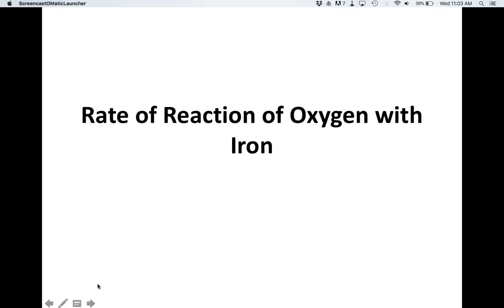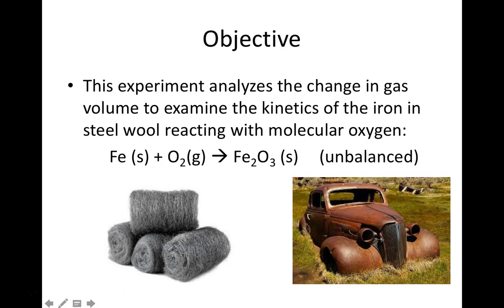So we're going to be talking about the rate of reaction of oxygen and iron. It's a familiar reaction that I think most of us are used to seeing in everyday life: iron reacting with molecular oxygen to form rust, or iron oxide, right? So we're going to be using the change in the volume of oxygen to examine the kinetics of this reaction between the iron and the oxygen. In general, we know this reaction is kind of slow. You don't leave out a piece of metal and come back in the morning and it's just rusted to death, right? So it's a slow process.